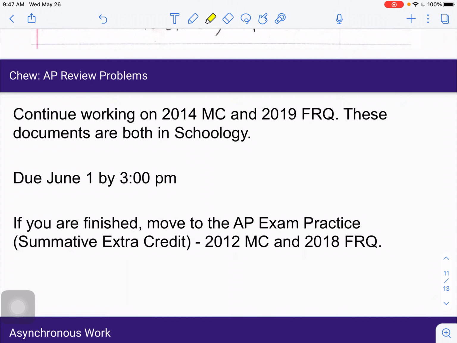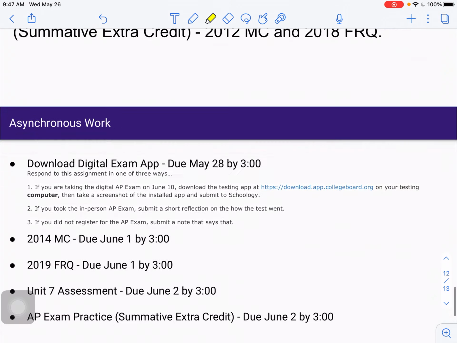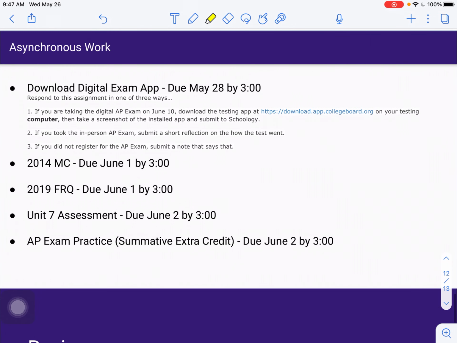Okay, so please do work on those assignments. And then this is, again, the due dates for all of those assignments.